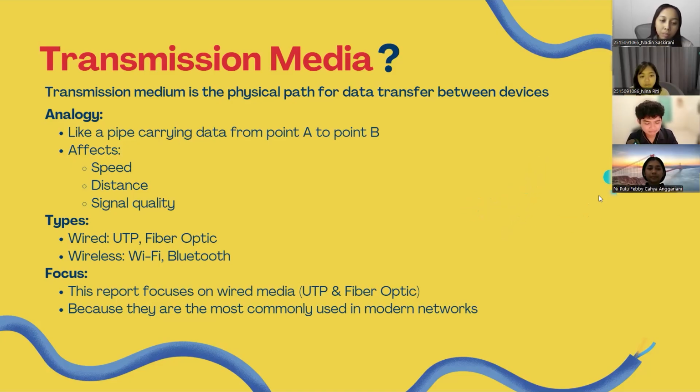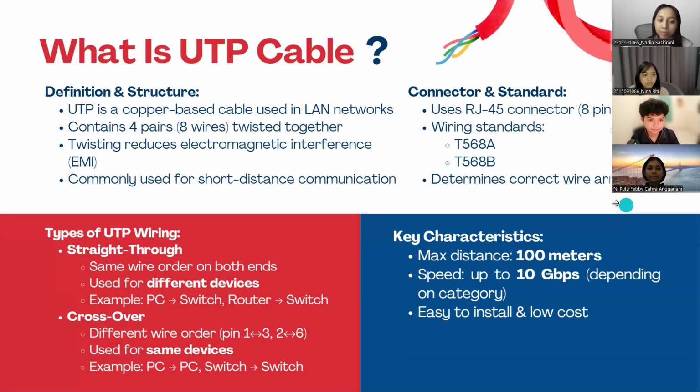This report is focused on wired media, which are UTP and fiber optic, because they are the most commonly used in modern networks. Next, what is UTP cable? UTP is a copper-based cable used in LAN networks. It contains 4 pairs, which are 8 wires, twisted together. Twisting reduces electromagnetic interference, EMI, and it is commonly used for short distance communication.